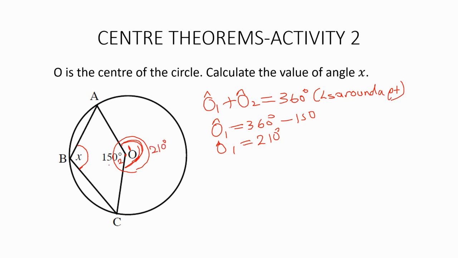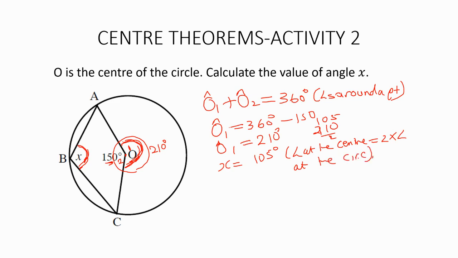Okay, I'm almost tempted to use 150 and say half of 150, but that would be wrong. Remember, these angles, they must be on the same side. This one is on the right, it's also on the right here of the lines. Okay, right, and then what is half of 210? It's 105, so x is equal to 105 degrees. Y, angle at the center equals 2 times the angle at the circumference. Okay, right, so we got that one right.